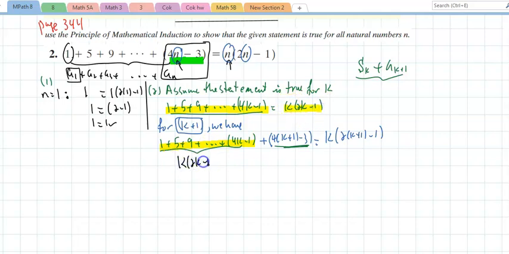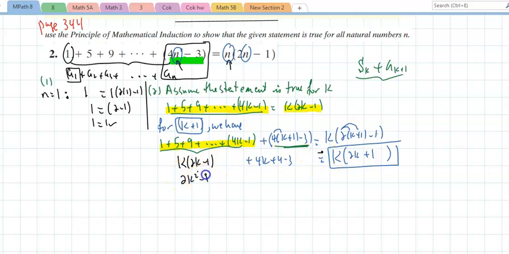k into 2k minus 1 plus 4k plus 4 minus 3, that should equal, you're allowed to make one simplification on the right, nothing else. Isn't that 2k plus 2 minus 1 is plus 1. That's all you're allowed to do. The right side you can't touch. The left side, your goal is to make this equal to this. So this is 2k squared minus k plus 4k plus 1, that is 2k squared plus 3k plus 1.